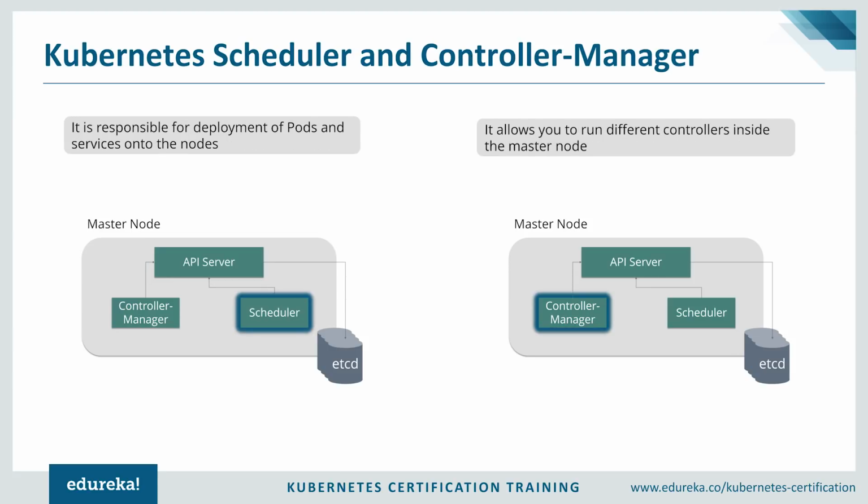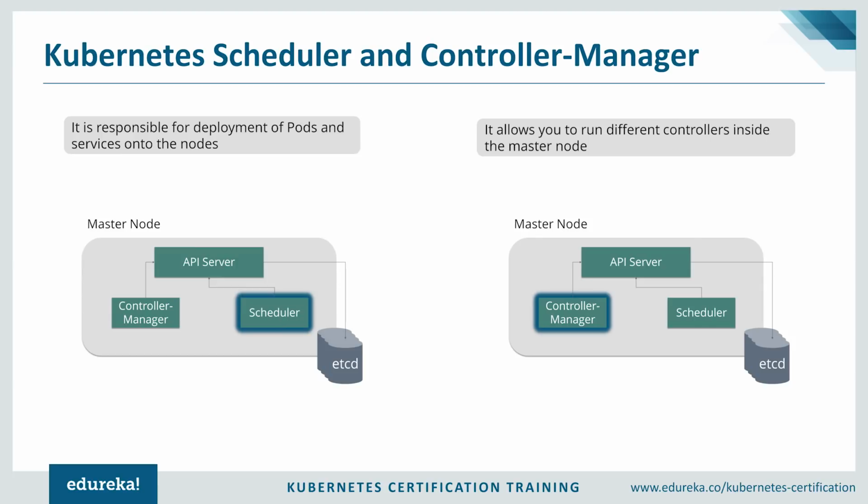Now, moving on to the scheduler and the controller manager components of the master node, the scheduler schedules the tasks to the slave nodes. It stores the resource usage information for each slave node, and then it schedules the work in the form of pods and services. Before scheduling the task, the scheduler also takes into account the quality of service requirements, data locality, affinity, and anti-affinity.